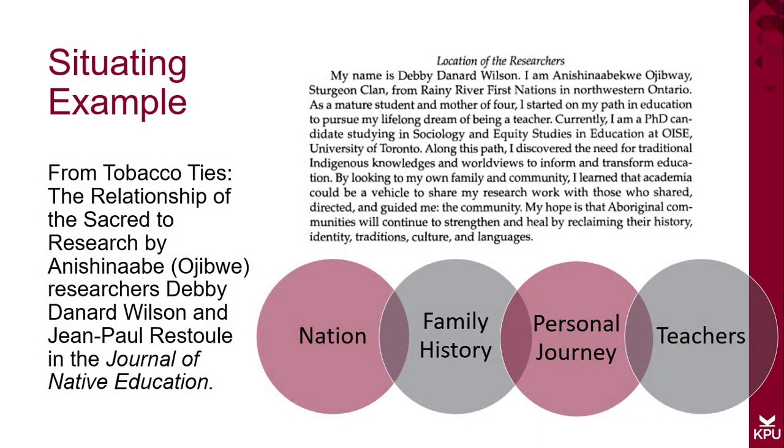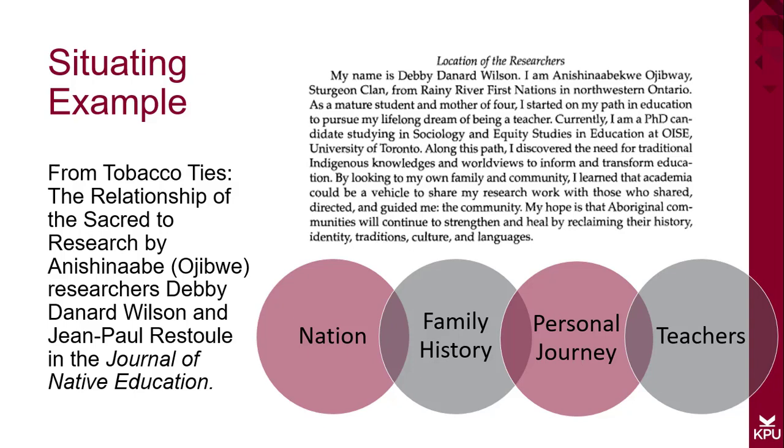I would like to pull out an example of what situating the author looks like in a research article. Here I have an excerpt from Tobacco Ties, found in the Journal of Native Education. This article is written by Anishinaabe researchers Debbie Wilson and Jean-Paul Rousseau. In this particular excerpt that I pulled, we can see all 4 components of the Situating the Author piece.